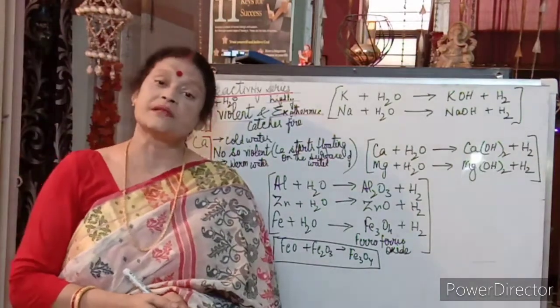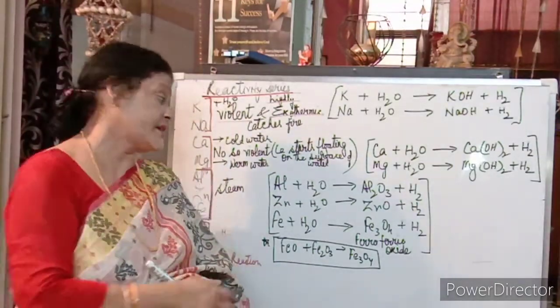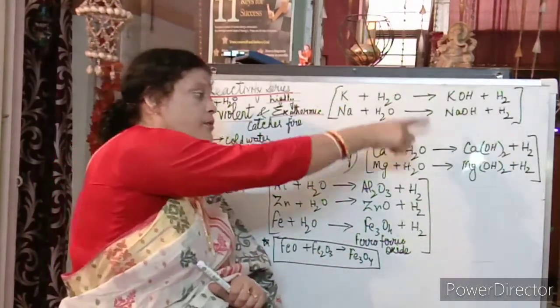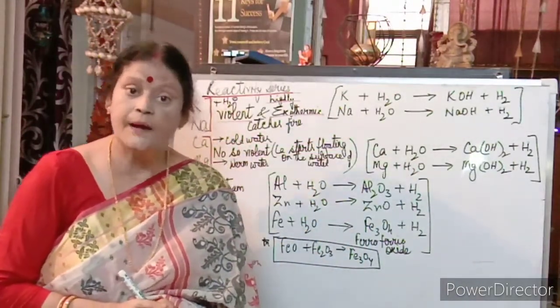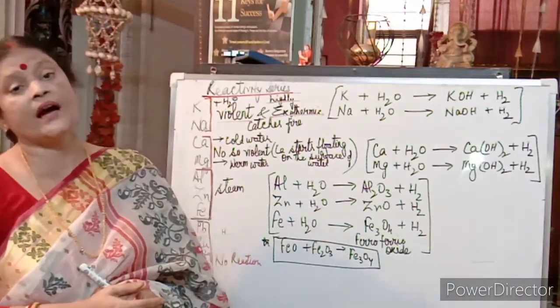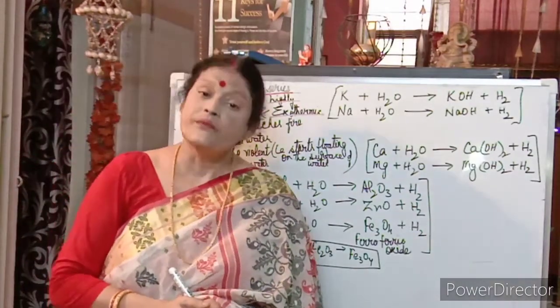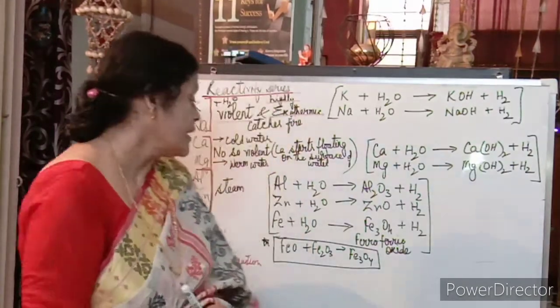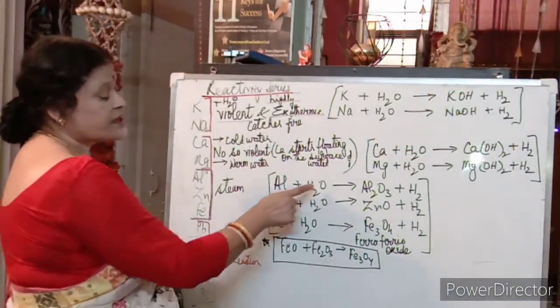The formula of steam is again water only, but when they react with steam, they form oxides. Very important, you will not form hydroxides. Clear? They always form oxides and hydrogen gas will be released. It burns with a pop sound. Now the first reaction, this is steam only.